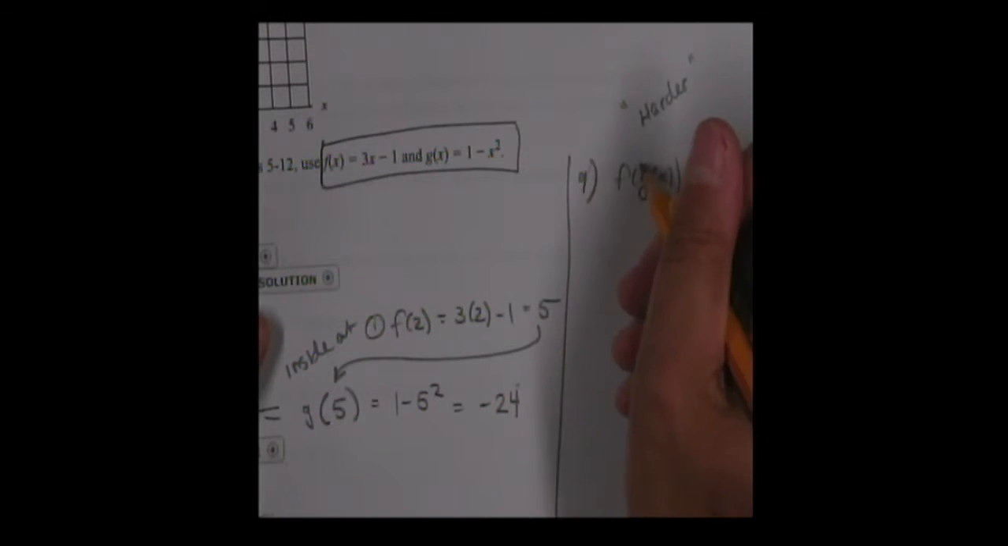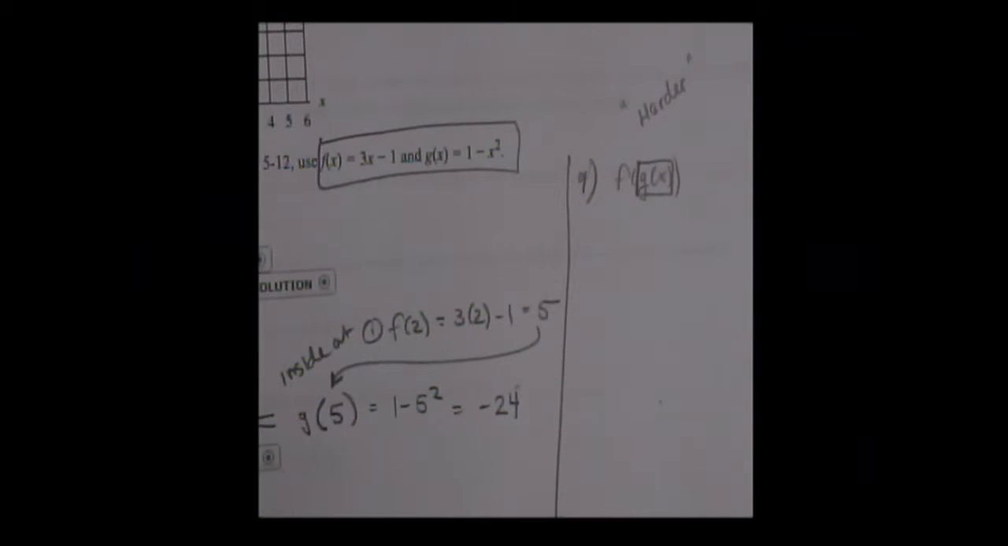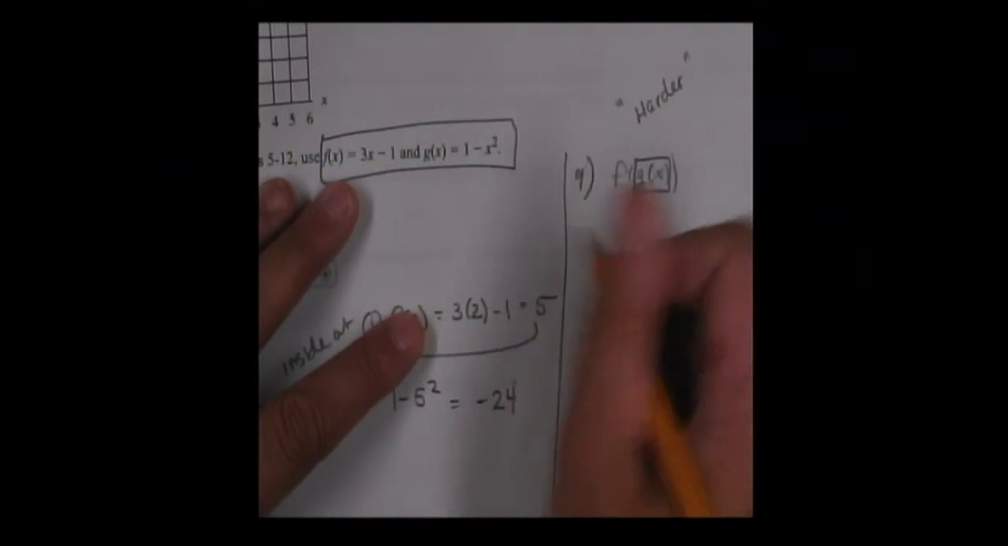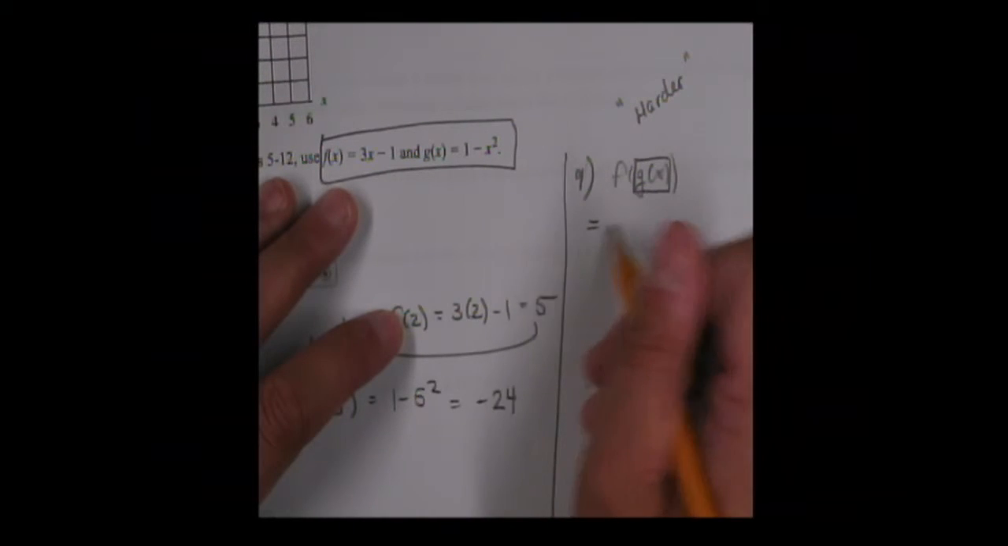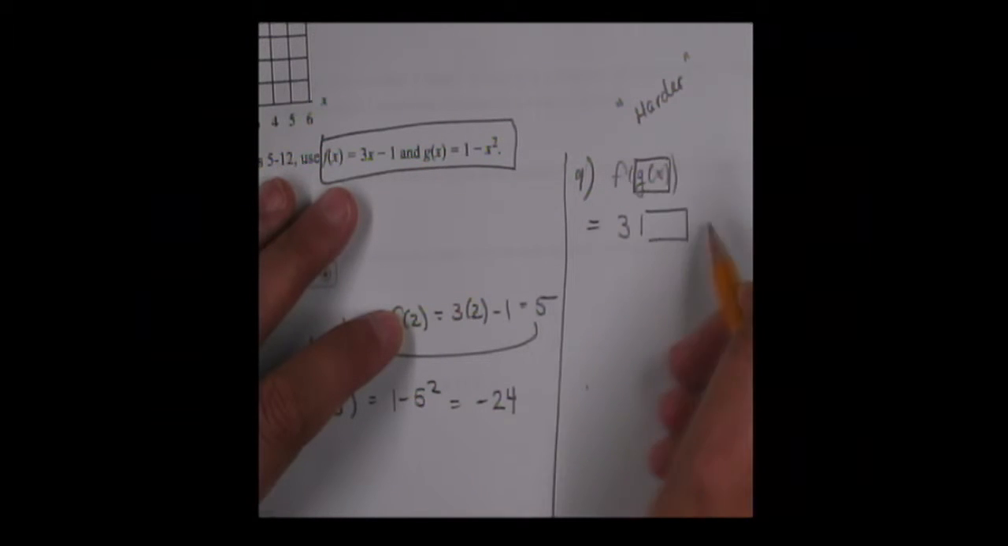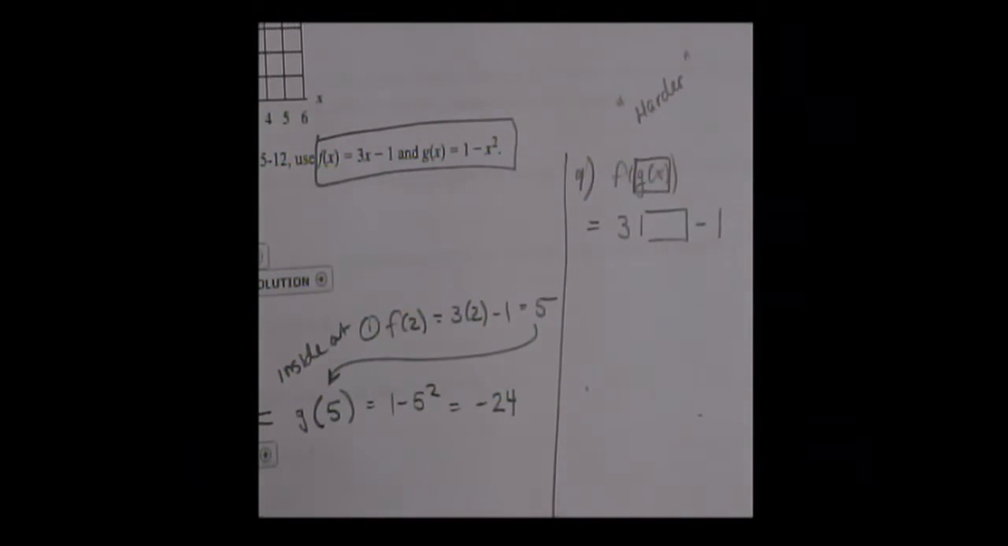Remember, the way I said to do it, if it gives you trouble, is think of it as f at something, f at box, f at rectangle. You know how to do f at rectangle, right? That's going to be 3 times the rectangle minus 1. But we don't have f at rectangle. What we have is f at g at x.